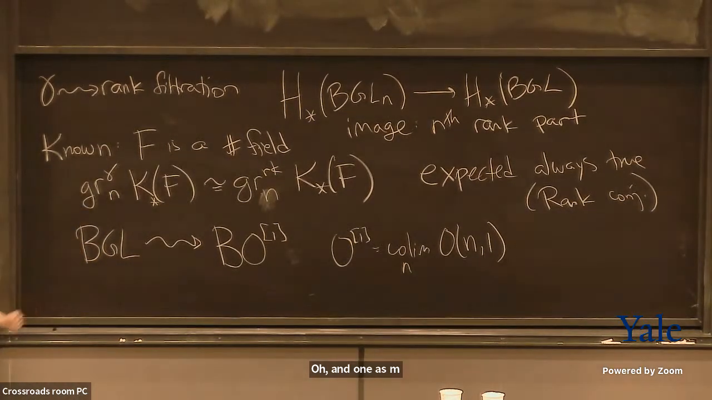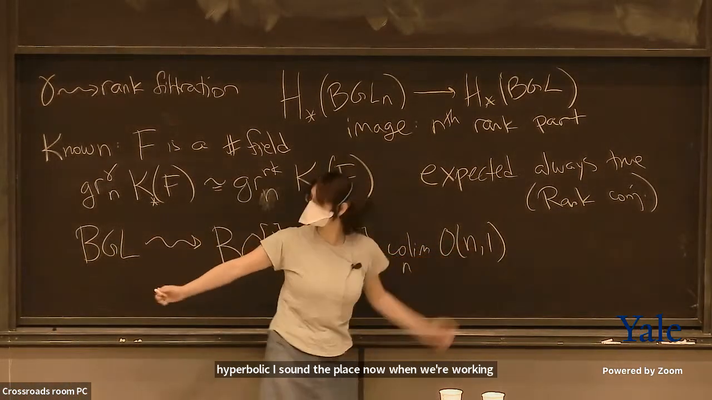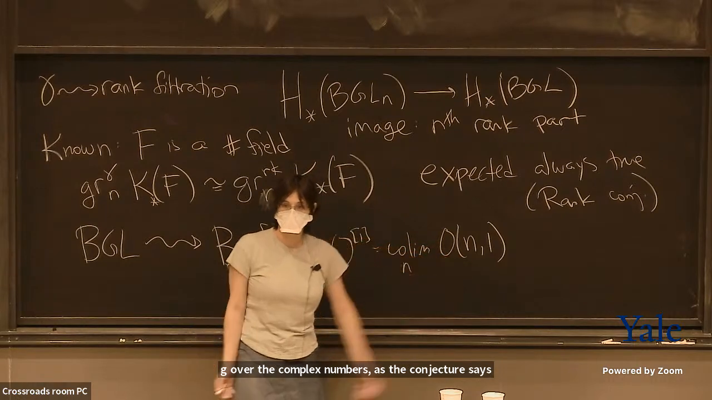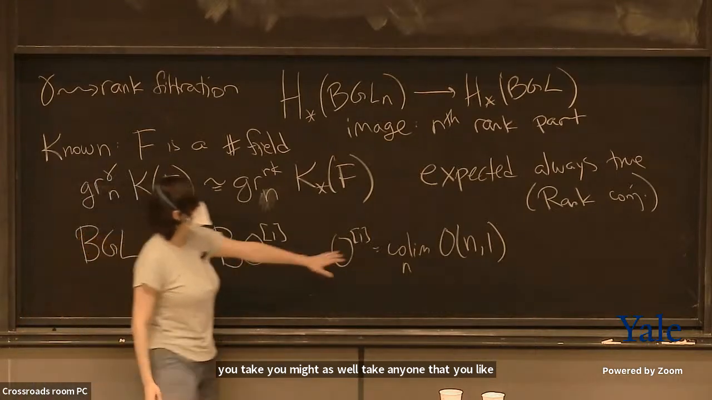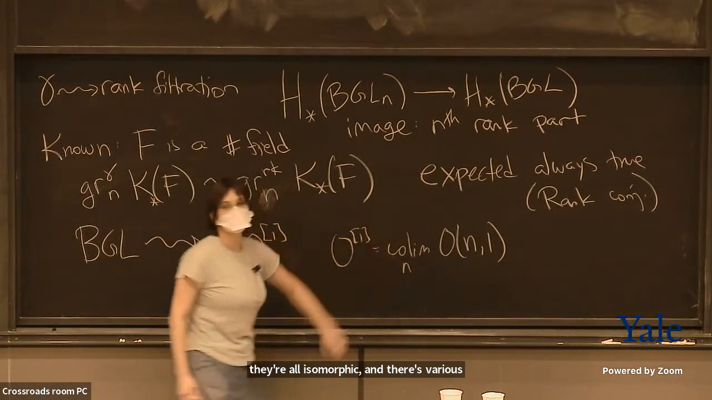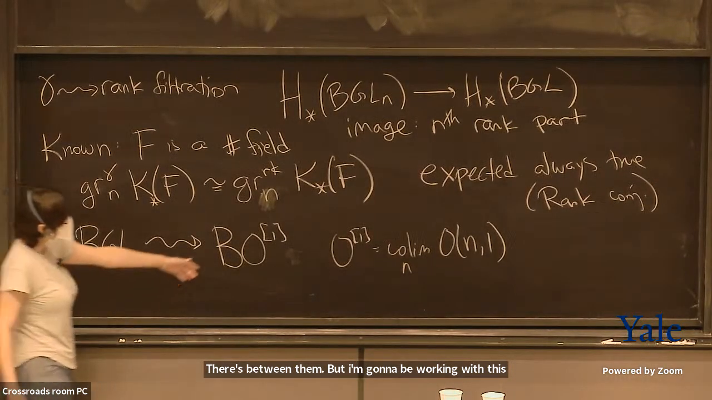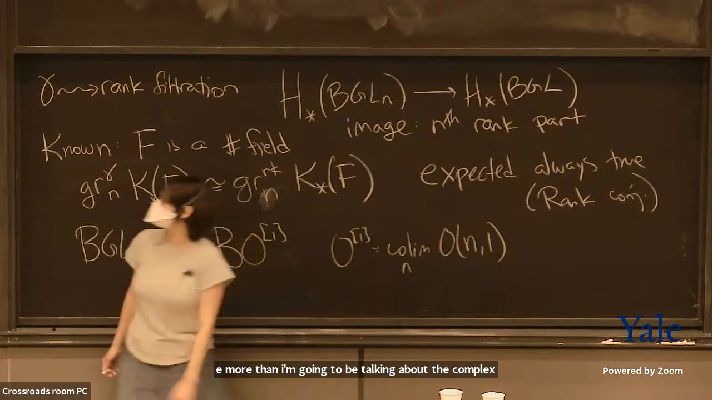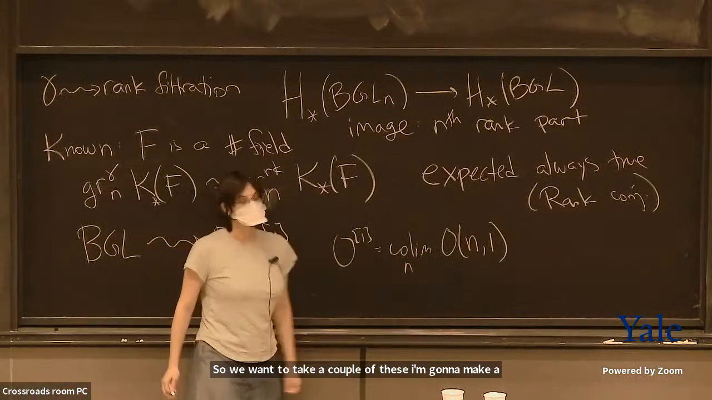So these are hyperbolic isometries. Now, when we're working over the complex numbers, as the conjecture says, it doesn't matter which orthogonal group you take. You might as well take any one that you like. They're all isomorphic, and there are various comparison theorems between them. But I'm going to be working with this one because I'm actually going to be talking about the real case more than the complex case. So we want to take the colimit of these. I'm going to make a comment about the complex case later, but mostly I'm going to be focusing on the real case.